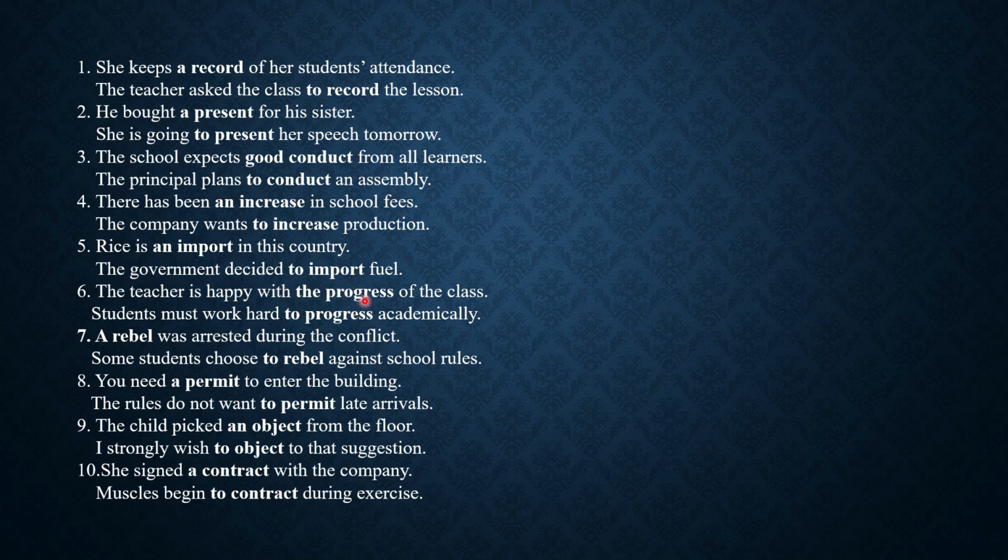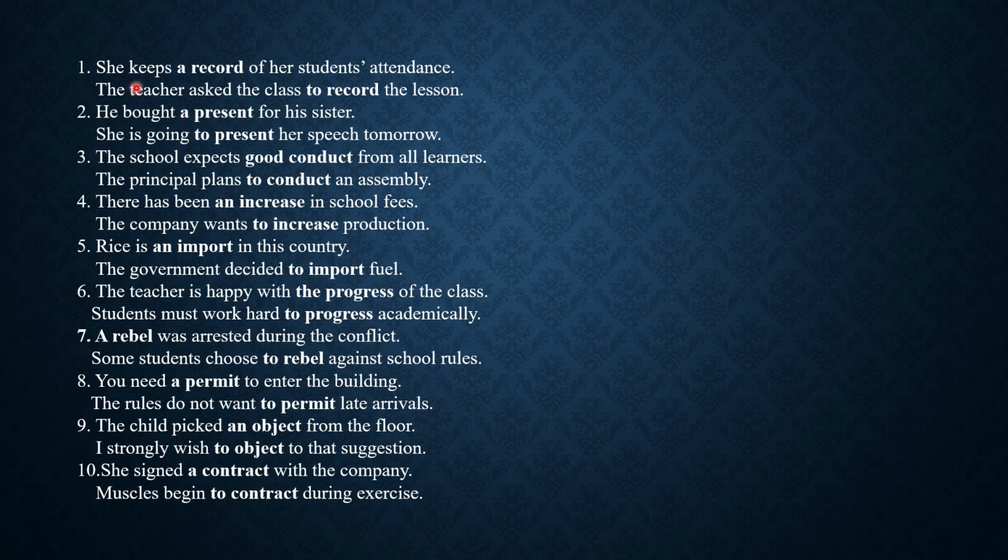Number 6, we have the progress, then to progress. Number 7, a rebel, then to rebel. Number 8, a permit, to permit. Number 9, we have an object, then to object. And number 10, we have a contract and to contract. So we want to go through the sentences together.